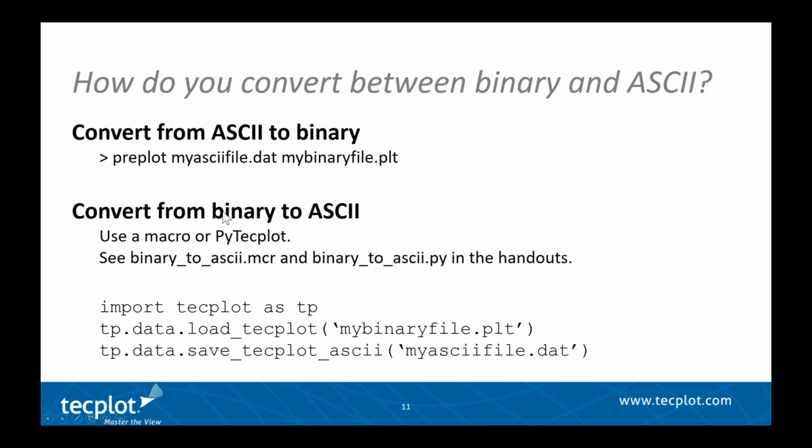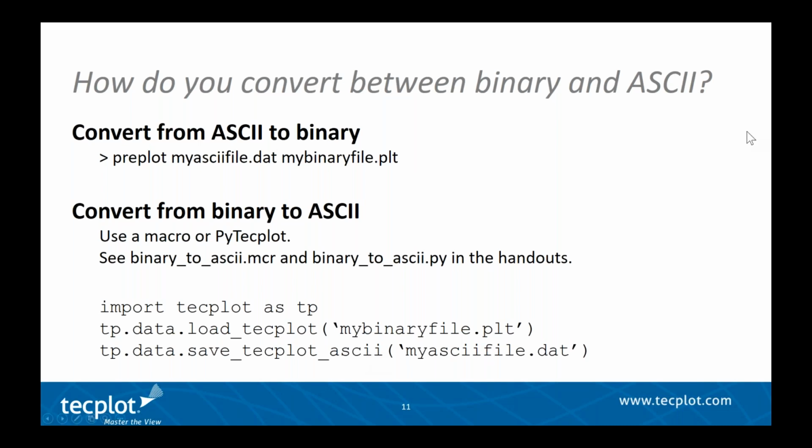Now, this specific user wanted to convert from binary to ASCII. Well, we don't have a standalone utility to do that, but you can do it using a macro. I've created a macro called binary to ASCII that's available in the handouts at that download link, and binary to ASCII.py, which uses our PyTecplot language. So this is the simplest case using Python. You just load the data using Python and then save it out as ASCII. So it's really just 3 lines of code there to do the conversion.